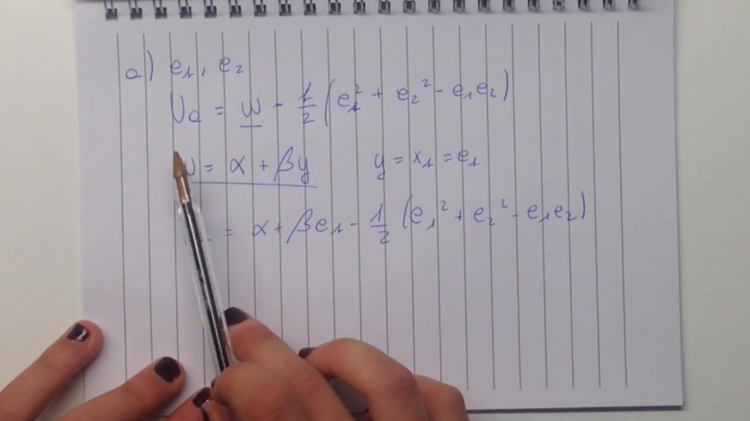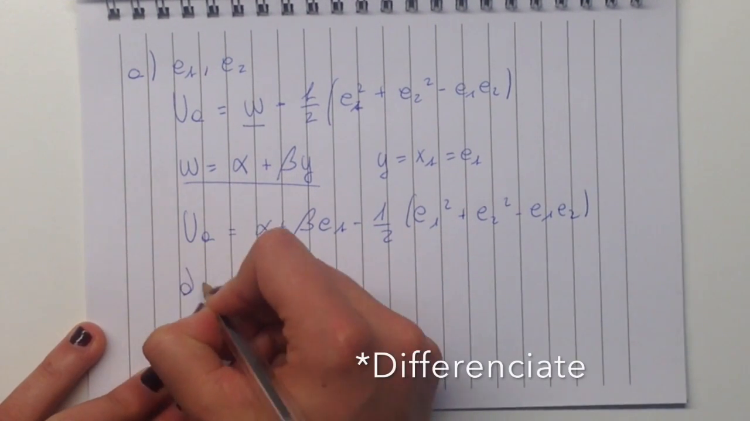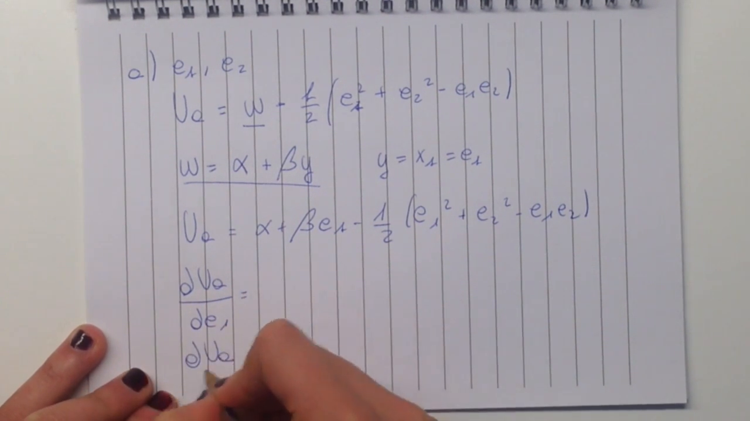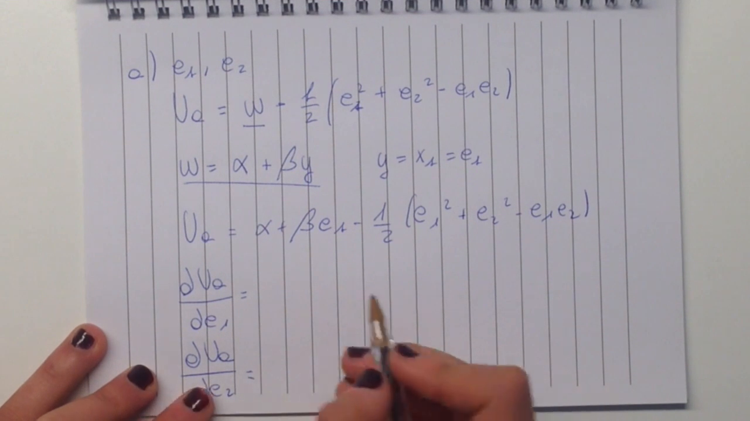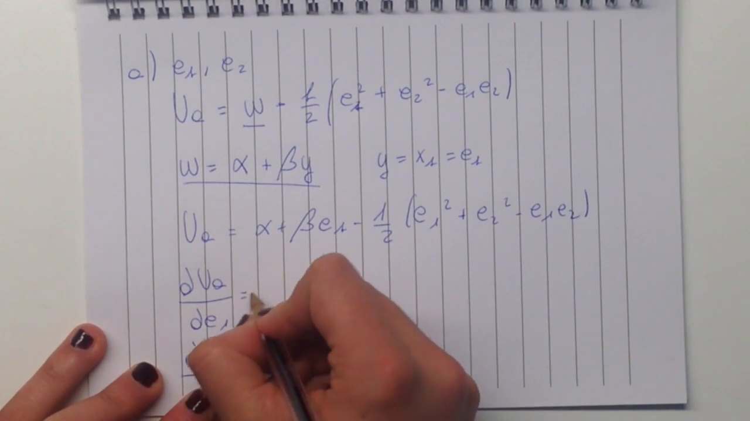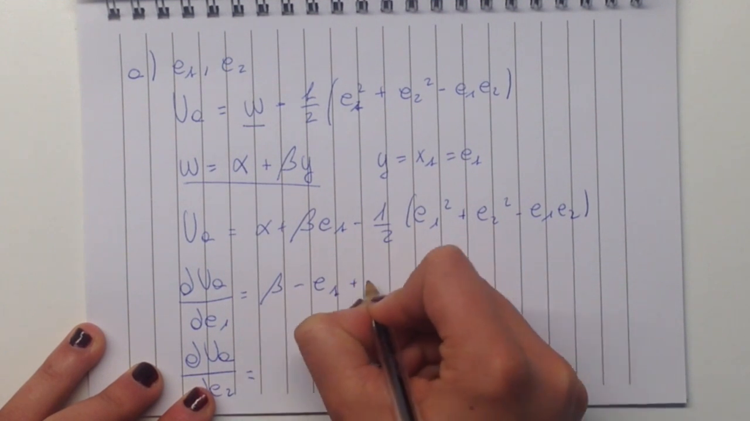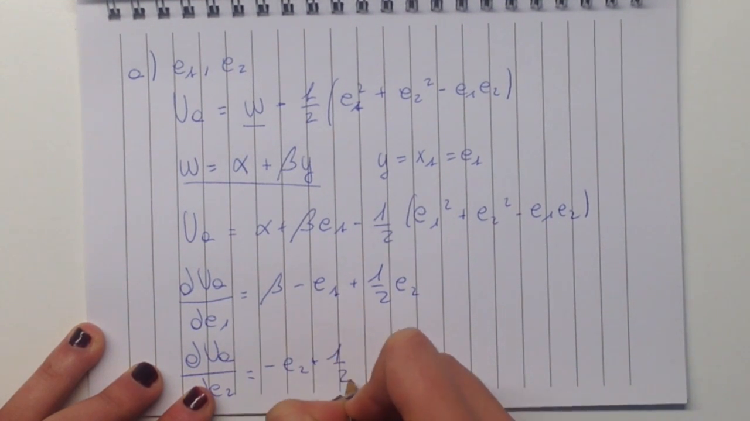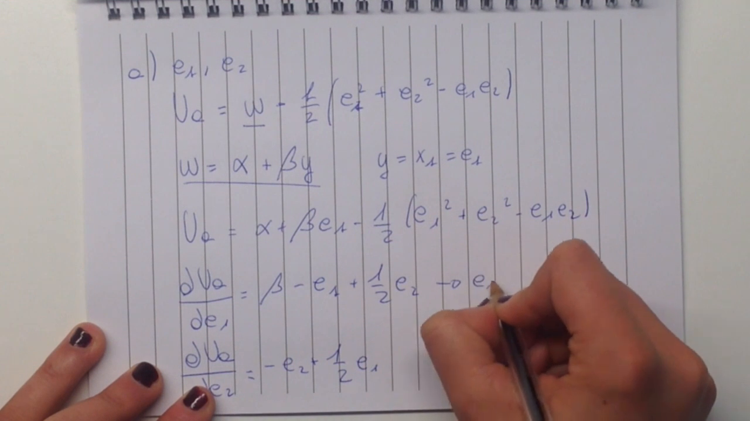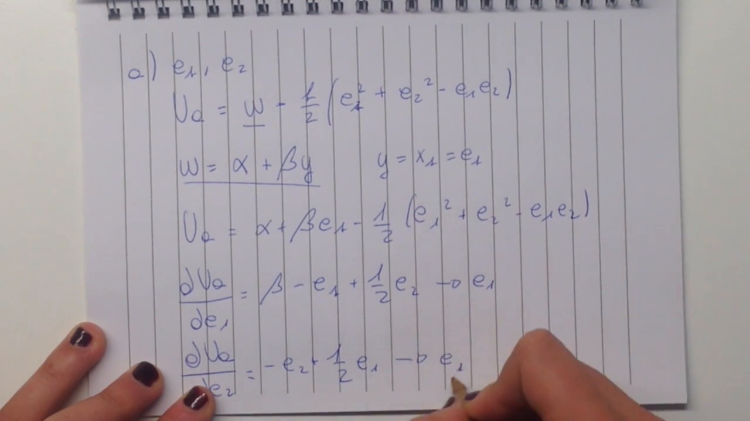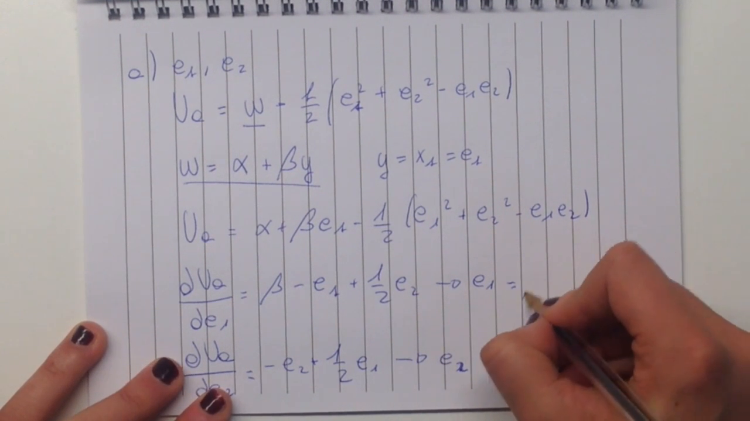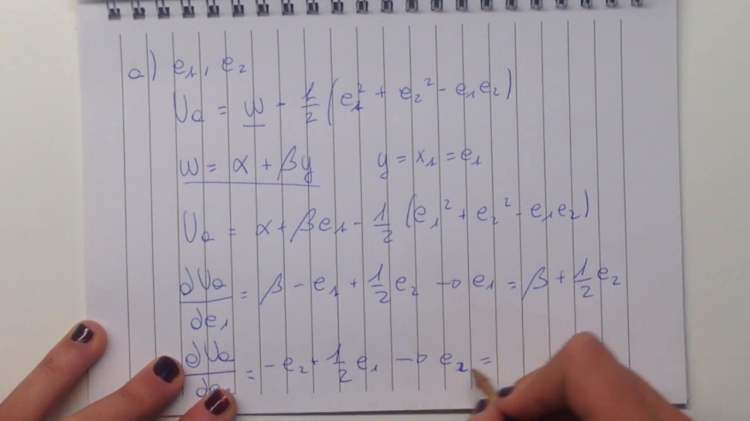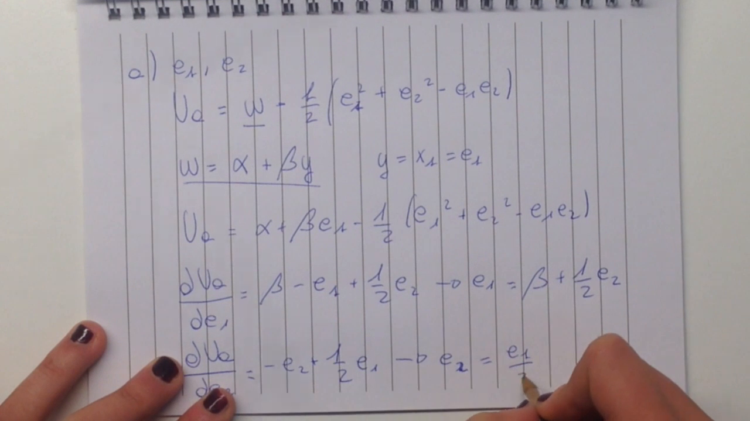As we want to know the optimal levels of E1 and E2, we now have to differentiate the utility function with respect to E1 and with respect to E2. And we get the following results. If we solve for E1 and E2, we get that E1 is equal to beta plus E2 divided by 2, and E2 is equal to E1 divided by 2.